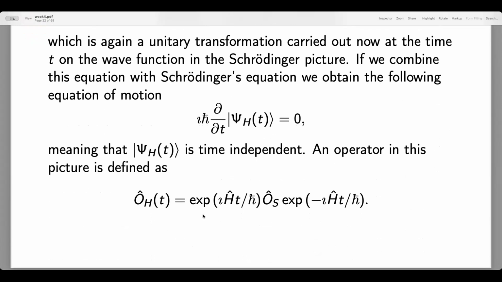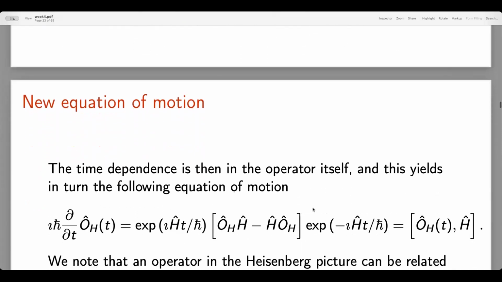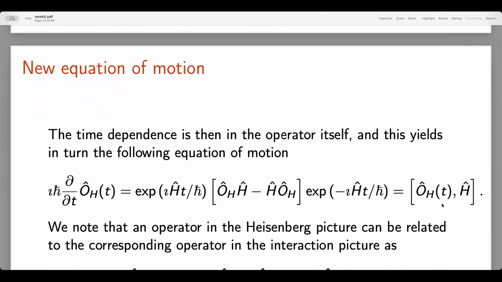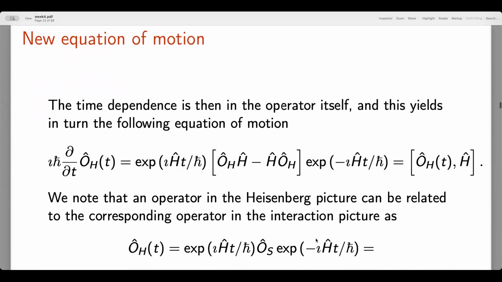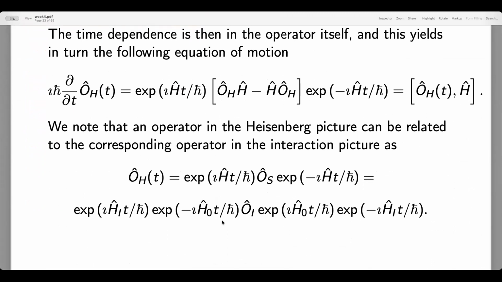And then an operator will be given by this unitary transformation. And then, by taking the time derivative, you can get a new equation of motion. And we note that an operator in the Heisenberg picture can be related to the corresponding one in the interaction picture by this transformation which you see here. So these are just different types of manipulations which you can do on operators. And it depends a little bit on the type of problem you have.